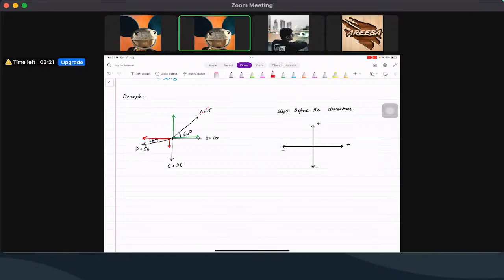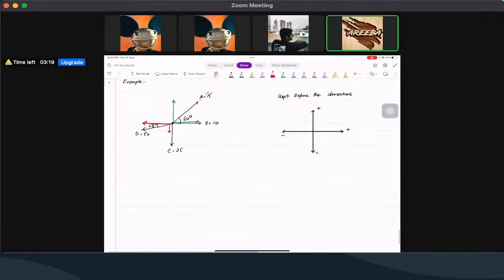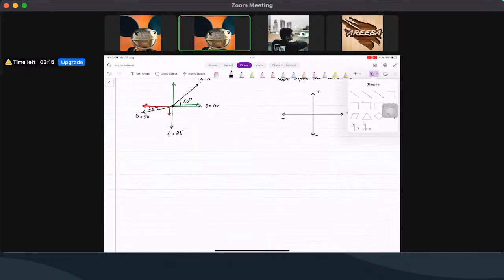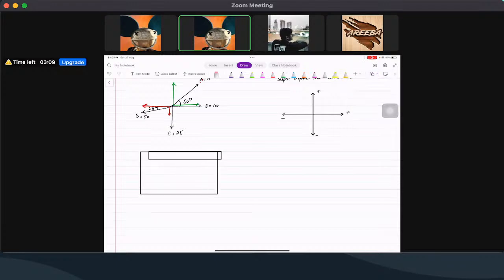Now we are going to make a table. In that table, we are going to write horizontal on one side and vertical on the other. So for A, this is the horizontal vector, the green one. Do you see?